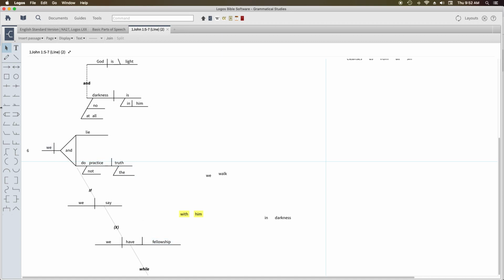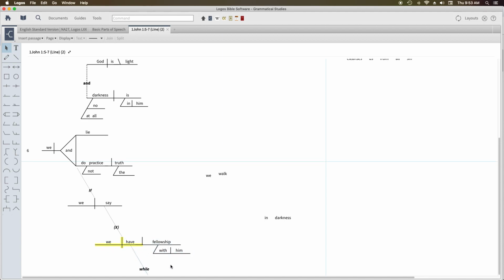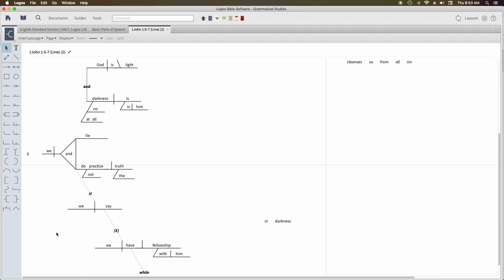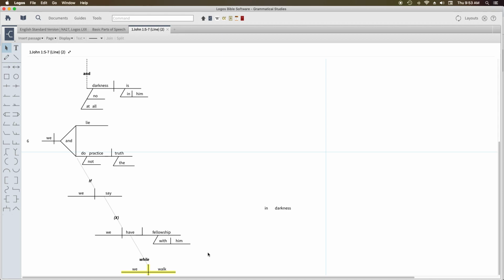This is modifying here fellowship, with him. Sorry about that. I meant to get that earlier. So while we have fellowship with him, or we have fellowship with him while we walk. So we need our subject and our verb. And again, I always drop them on before I adjust if I need to. And I'm going to take this and try and move this down there. Okay, so it's a little bit easier if you drag it from the top instead of the side. While we walk in darkness.